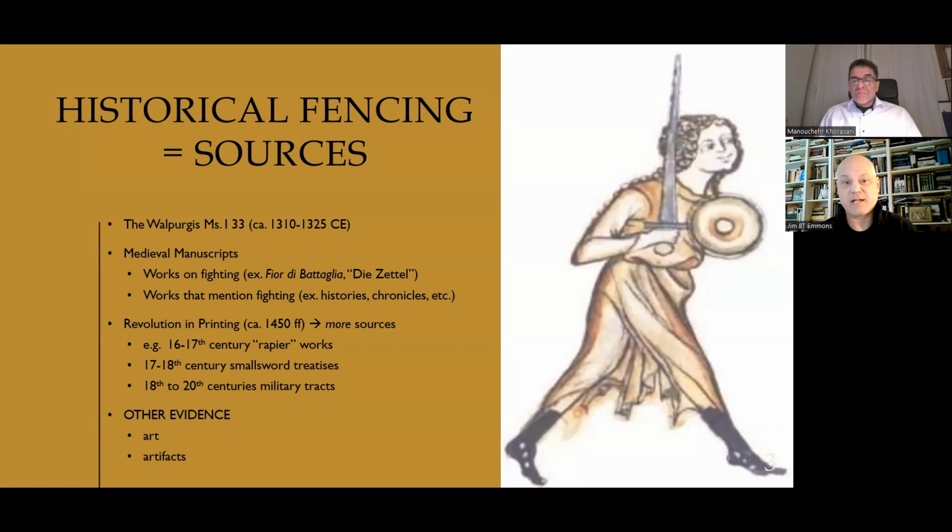So, for rapier texts, we tend to have a lot more of those. Small sword, we have a lot. I think one website lists at least 120 different documents for small sword, and that's not including copies. By the 18th to the 20th century, we have who knows how many different military tracts or civilian tracts written for fencing. Yes. And again, we have art and weapons and armor, things like that inform our picture.